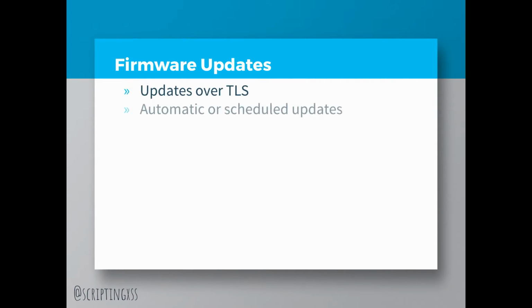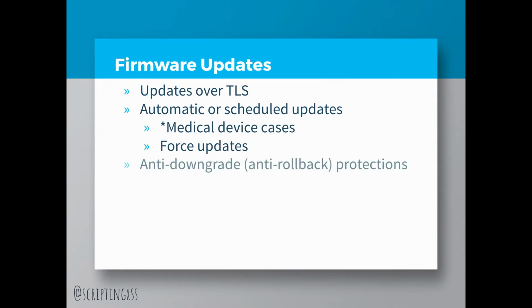So we have firmware updates. We definitely want those over TLS. Automatic if possible, but we also have medical devices where you can't just update them, like pacemakers, whatever it may be, whenever there's an update. But if there is a high criticality vulnerability published, try to force updates if possible, and have some anti-downgrade or rollback protections.